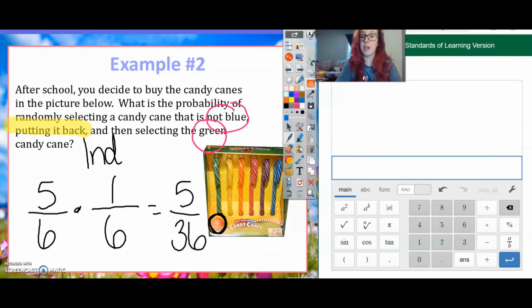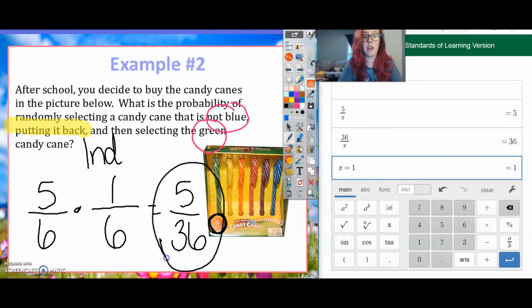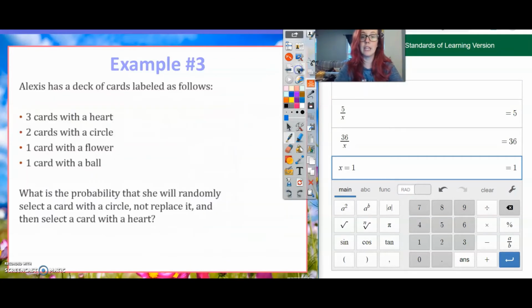And then just to be careful, we're going to see if this can be simplified. Start with the numerator. That doesn't work because there's a decimal. Try 4, 3, 2, none of those work. So that means that they can really only be divided by 1, and my answer is 5/36. All right, let's try something a little bit different.